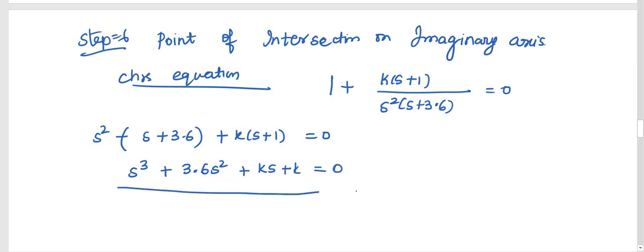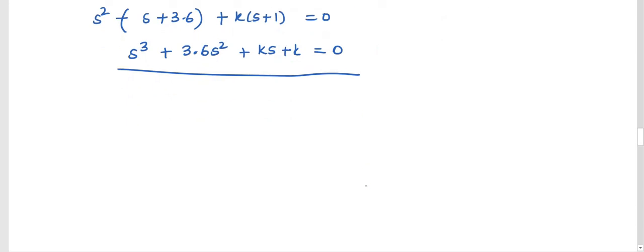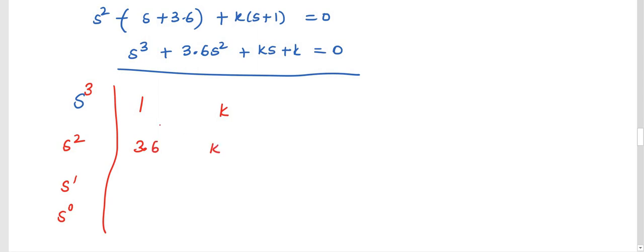So this is the characteristic equation. Next, apply the Routh stability criterion for this characteristic equation. So put s cube, s square, s power 0. Write the coefficients here: 1, k, 3.6, k. So next multiply this.